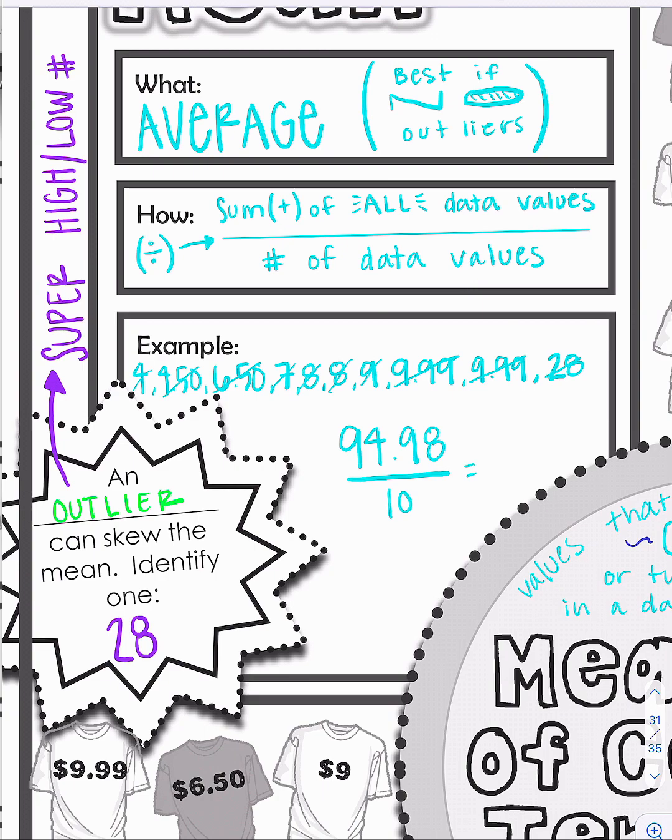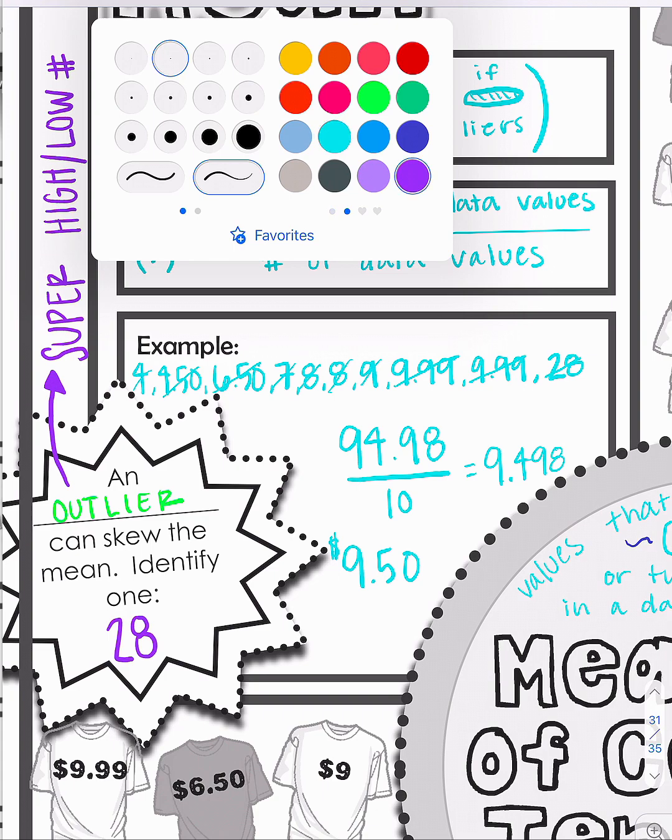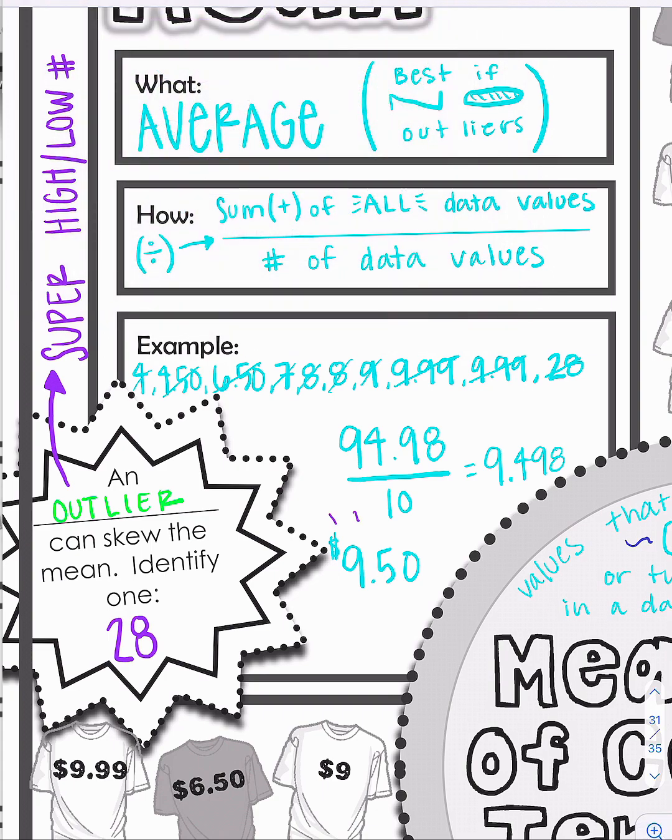And again, you can use your calculators, and it comes out to 9.498. Again, we're talking about money, so I'm going to round this to the nearest hundredths place. So it's $9.50. So the mean for this example would be $9.50. You can bubble it, you can starburst it, whatever you want to do so that you know that is our answer.